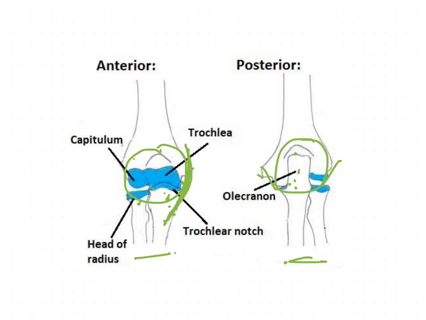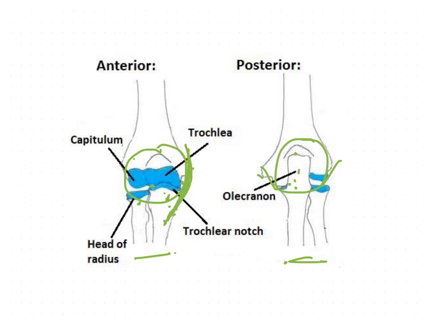Majority of the resistance is coming from the anterior portion of the joint capsule. Okay. And the medial and lateral collateral ligaments contribute a very little amount. So these are all the factors which are resisting some stresses and maintaining stability of the joint.